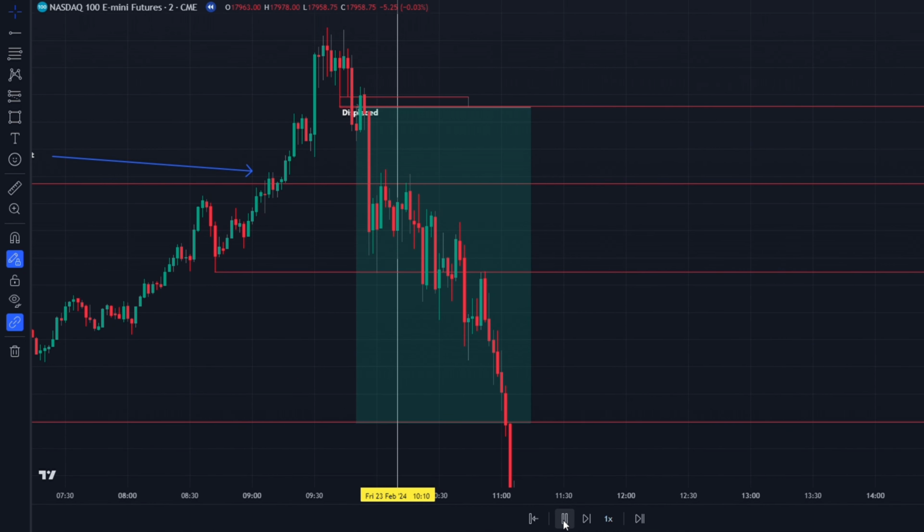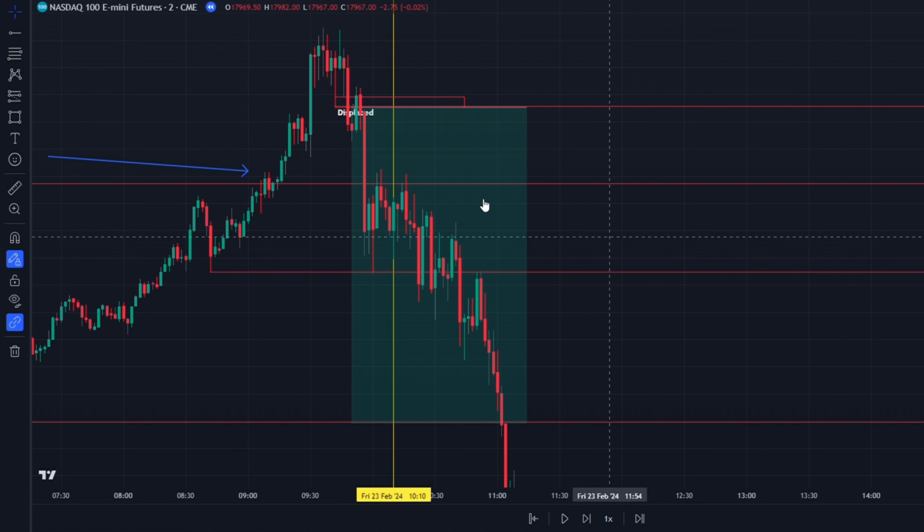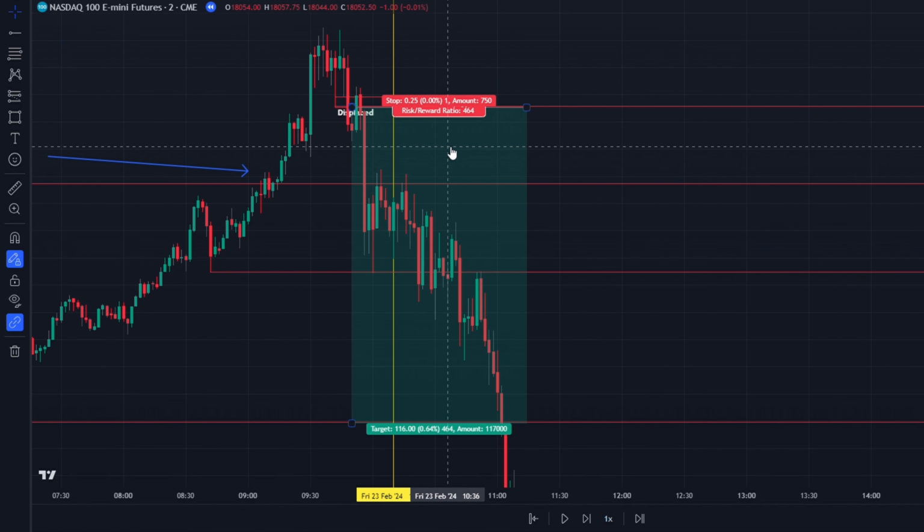And there you go, as you can see, final TP was hit. So that was an easy 1 to 4R on that trade, and we got 116 handles, which is massive. For a New York session, that is very good. 100 handle plus, congratulations, that's a great trade.